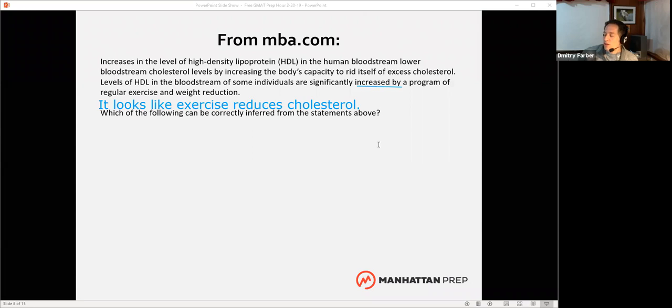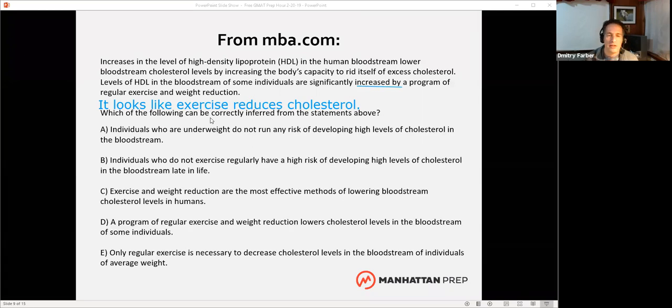If I'm specifically concerned about my cholesterol, I might say, oh, it's not just diet. Maybe I should exercise more. Okay, that's interesting, right? But we can see it looks like exercise reduces cholesterol if you do it regularly and lose weight. Okay. Let's find an answer. So go ahead and give us your answer when you have it. You got A through E this time.